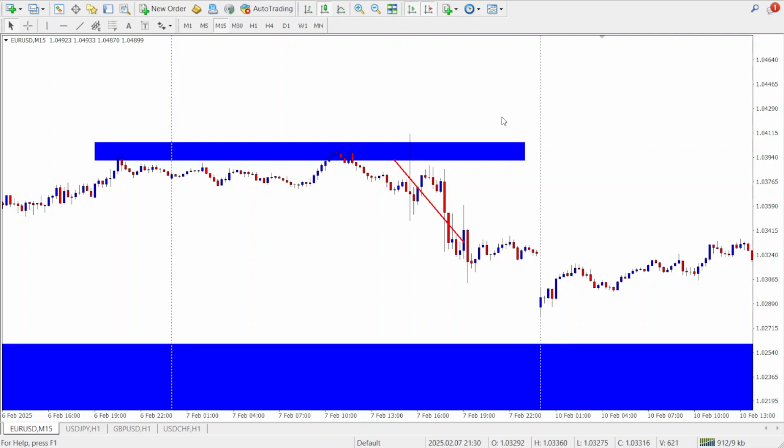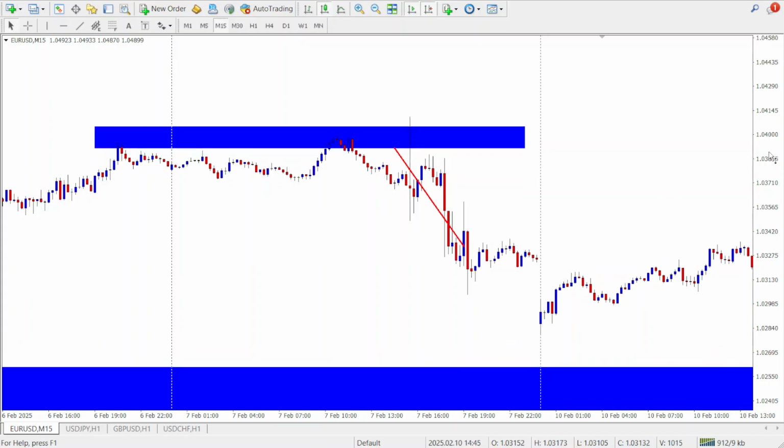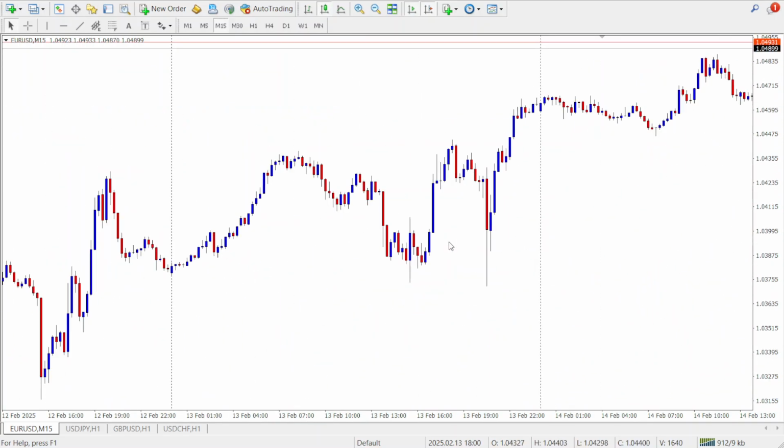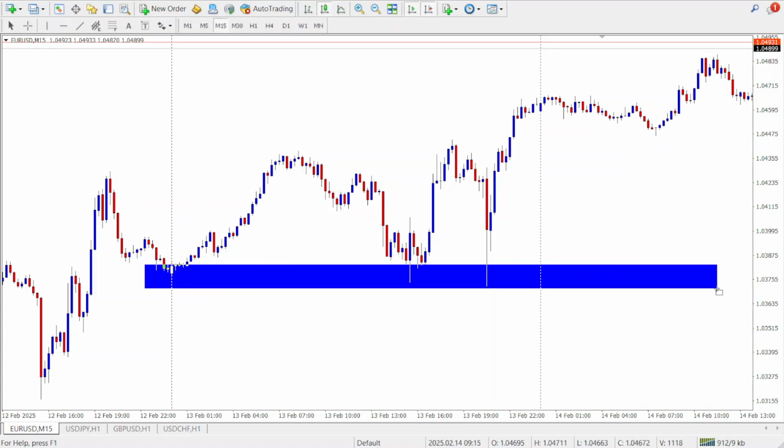Then for demand zones, for long trades, you should be placing your stop just below the zone, right? And remember, it should be some pips below the zone. Okay, not just directly under the zone, but some pips below the zone. Then keep your risk to reward ratio at least 1:2.